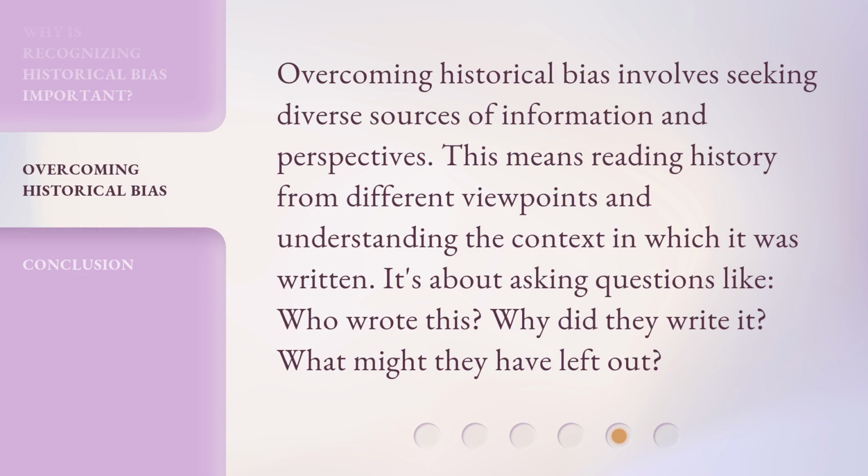Overcoming historical bias involves seeking diverse sources of information and perspectives. This means reading history from different viewpoints and understanding the context in which it was written. It's about asking questions like, who wrote this? Why did they write it? What might they have left out?